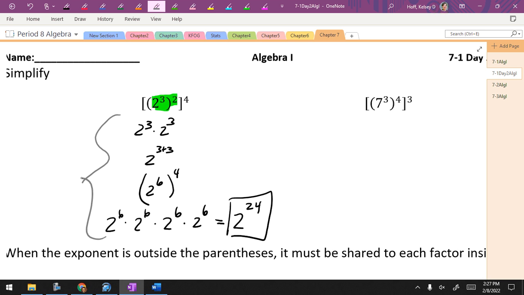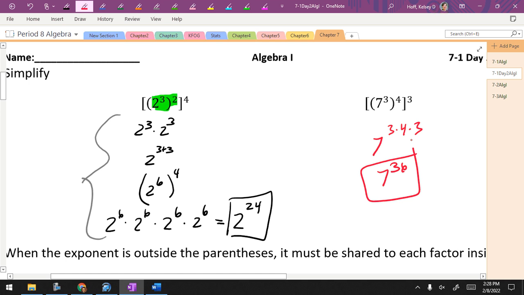Mason? Multiply them. When you have an exponent on an exponent, a power to a power, you multiply. So go to the right. What's the base I'm going to keep? 7. I'm going to multiply 3 times 4 times 3. 3 times 4 times 3. 36.